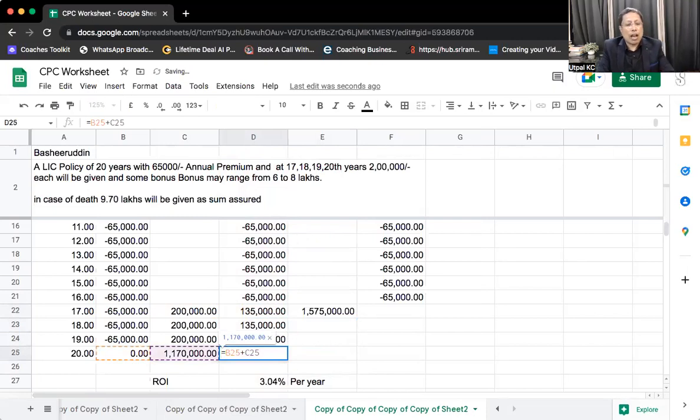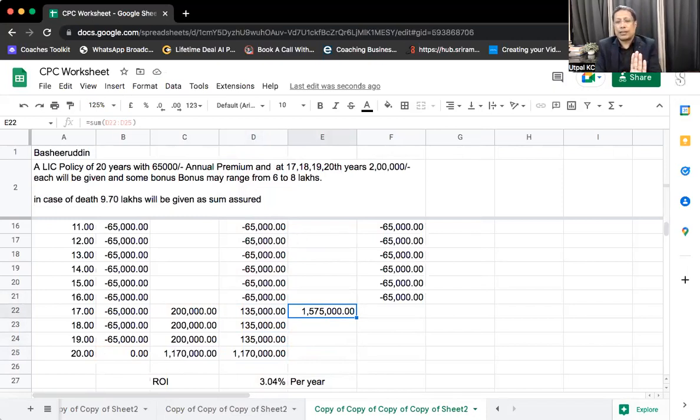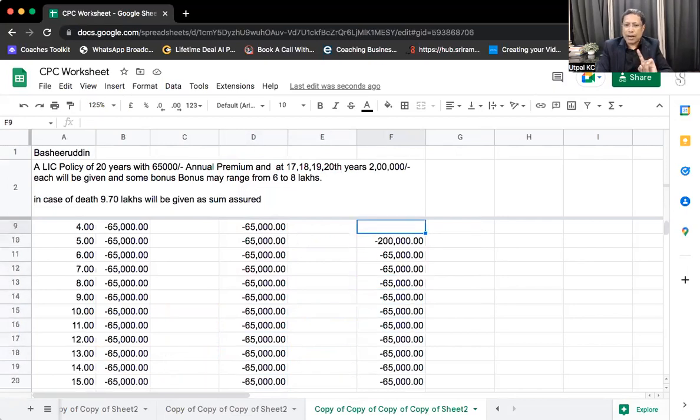Okay, so now mota moti after 17 years it will be 15,75,000 rupees. If you are going with your existing investments, it's not an exact calculation, but mota moti you will be getting 15,75,000 rupees. But now you have alternatives.